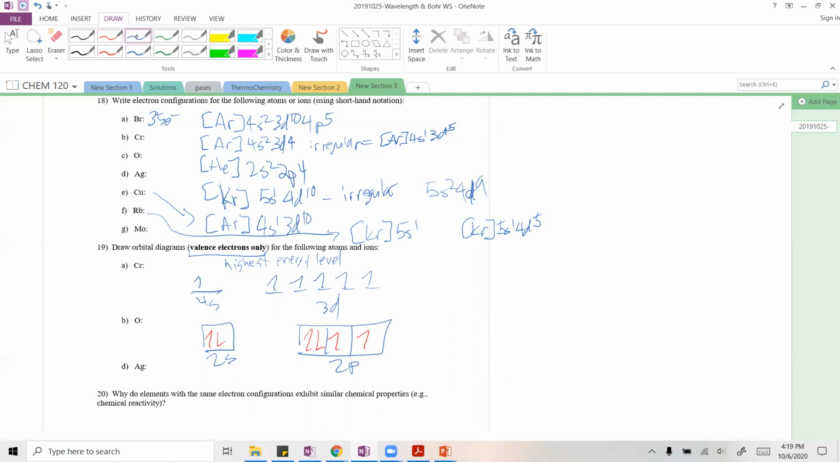Silver is going to be our 5s1, 4d10. So that's going to be our s. That's going to be our 4d. And so we should have 1 in our 5s. 1, 2, 3, 4, 5, 6, 7, 8, 9, 10. So it's actually all filled inside of the d.